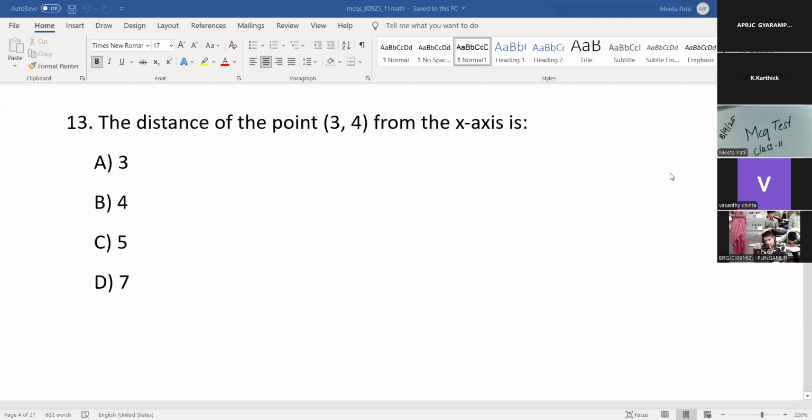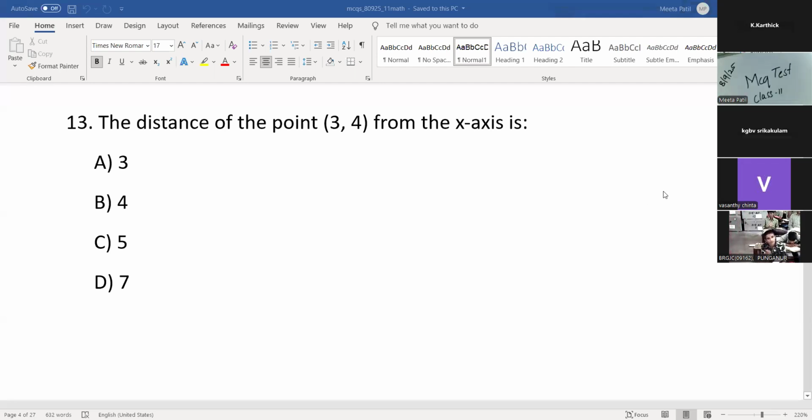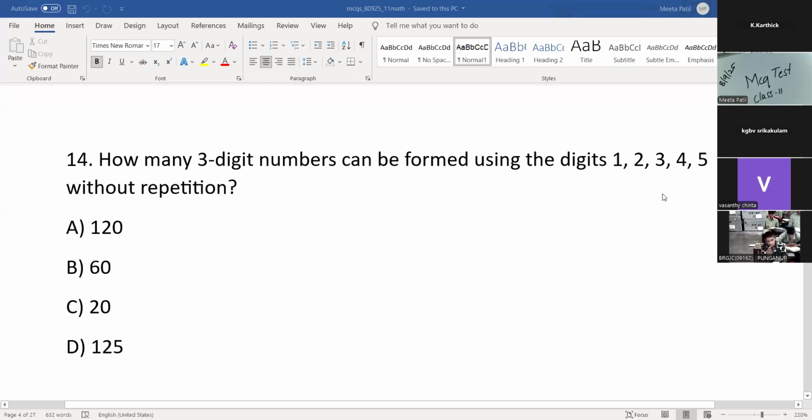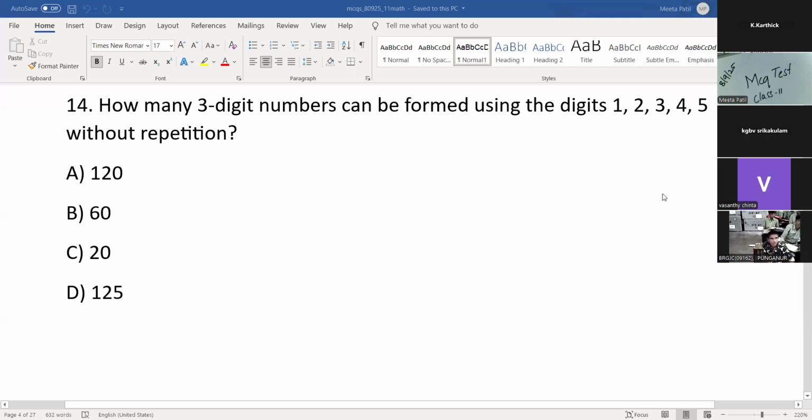Okay, so we are moving further now. Your next question will be: how many three-digit numbers can be formed using the digits 1, 2, 3, 4, 5 without repetitions? You will have four options. Option A 120, option B 60, option C 20, and option D is 125.